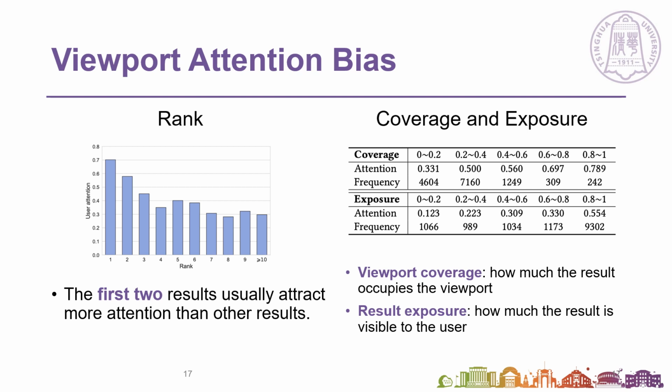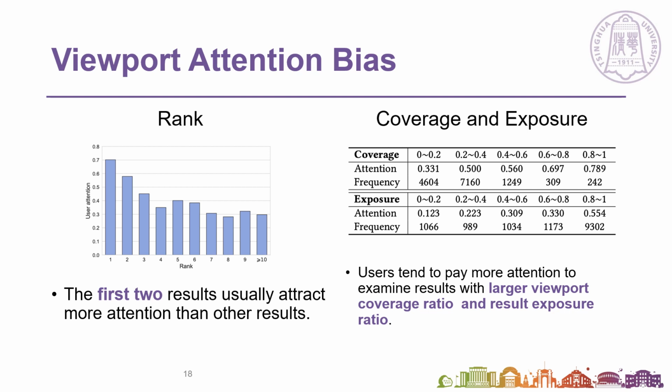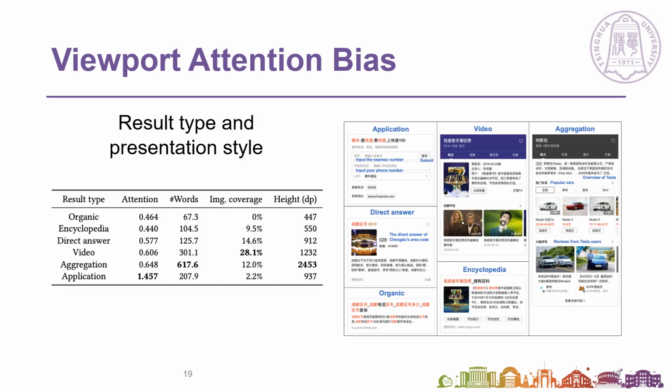Further, we analyze the factors which may affect viewport attention. We find that the first two results usually attract more attention from users than other results on the SERP. When the result covers more area and exposes more of itself in the viewport, it attracts more attention. Here we show 6 popular result types in our dataset. Some features of vertical types, such as more images, more words, larger height, and allowing users to interact with snippets, help attract more attention from users.